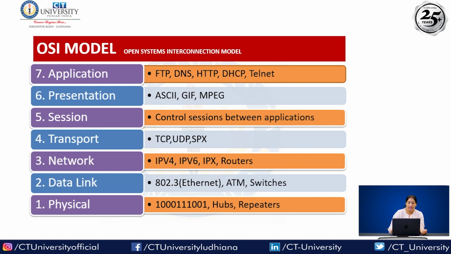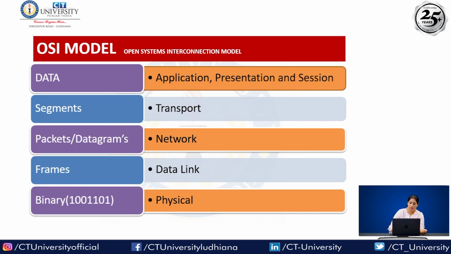Now, the presentation layer, it decides which type of format is to be used: ASCII code, GIF, MPG, PNG, what type of data it will follow. The application layer will contain the file transfer protocol, domain name system, HTTP, DHCP, Telnet, like this. These types of applications are used.